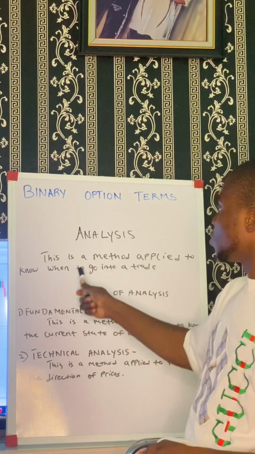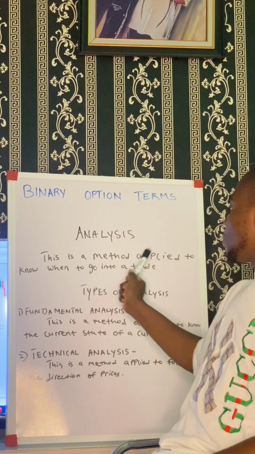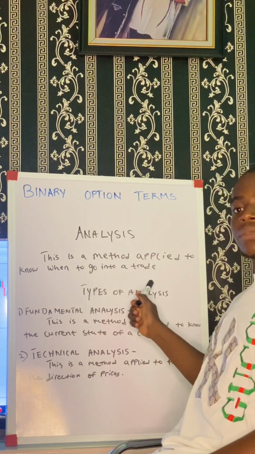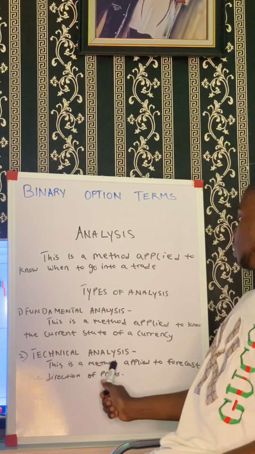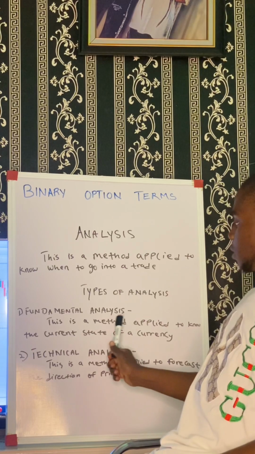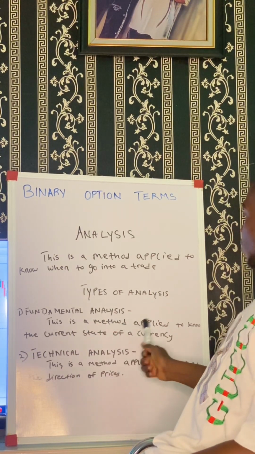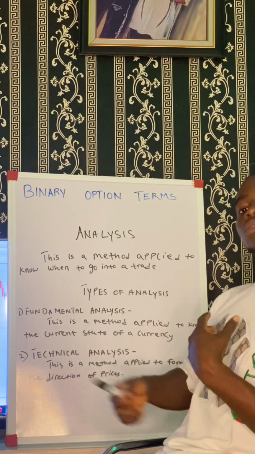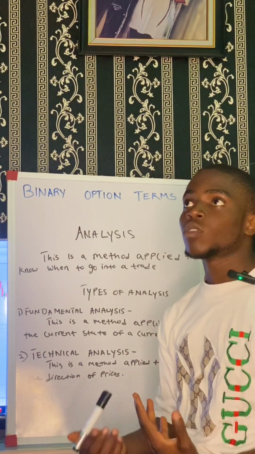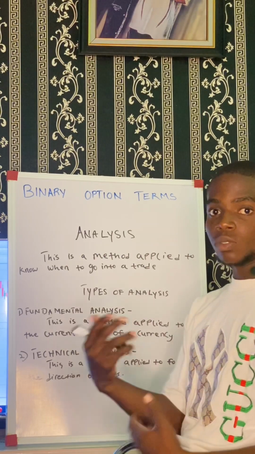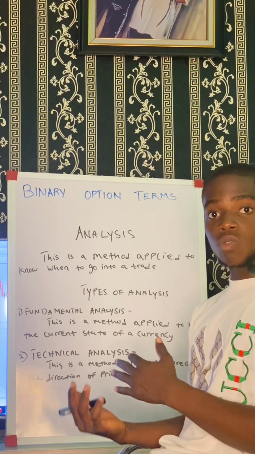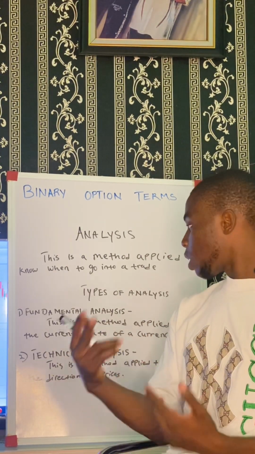Here are the notes. Analysis, this is a method applied to know when to go into a trade. And we have two types of analysis. We have fundamental analysis and we have technical analysis. I can see it here. Fundamental analysis, this is a method applied to know the current state of the currency. For example, talk about the currency strength and the calendar, like to know if the news is a good news or a bad news about that currency pair.